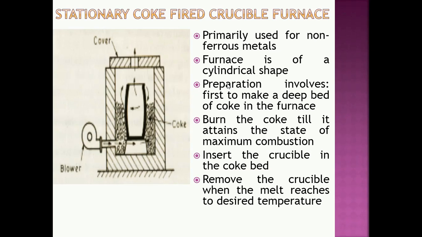Next one is the stationary coke fired crucible furnace. Here you can see the steel shell which is lined with refractory lining from the inside. At the center a coke bed is formed and it is ignited. Again the working is the same. After the coke bed reaches the maximum stage of combustion, we have to remove the coke to the left side and right side, and at the center we have to place this crucible.